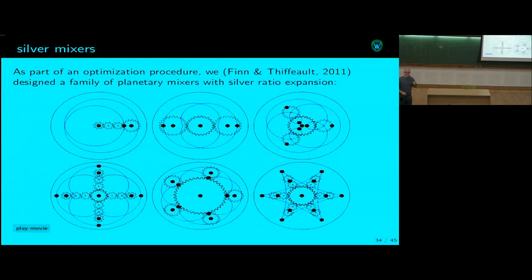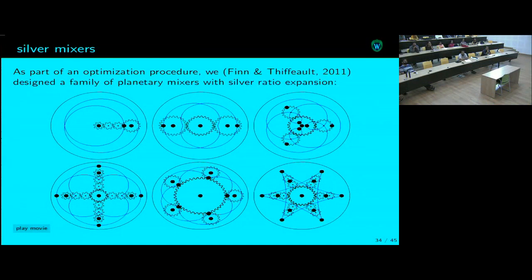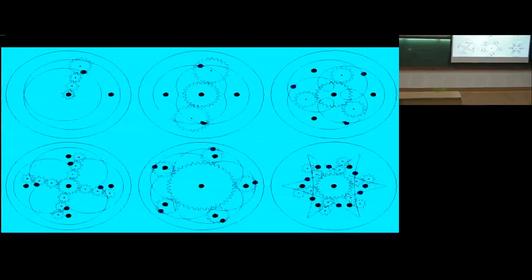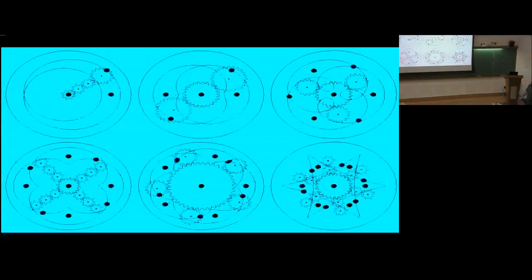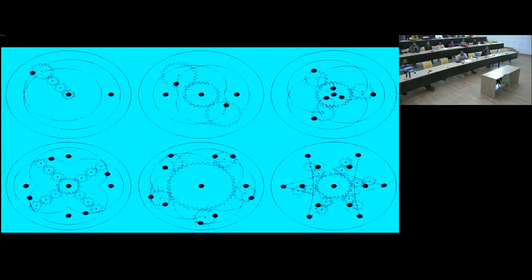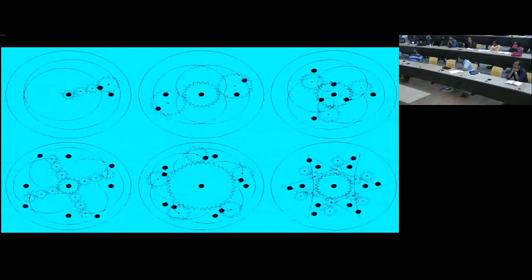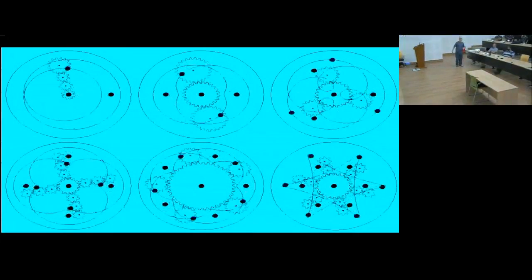A few years ago, my postdoc Matt Finn and I, when we were still at Imperial, did some optimization, and we created this class of devices that we called silver mixers. We now have a recipe for building devices that have arbitrarily high expansion constant by adding more rods, and they do it in a kind of optimal way, meaning they go after the golden ratio. We proved in our papers that, in different senses, both the golden ratio and the silver ratio are optimal, depending on how you define optimality. But probably the silver ratio is the more relevant one.